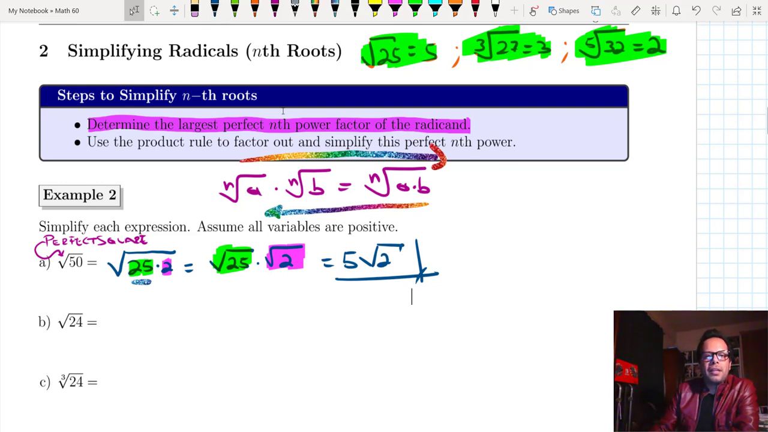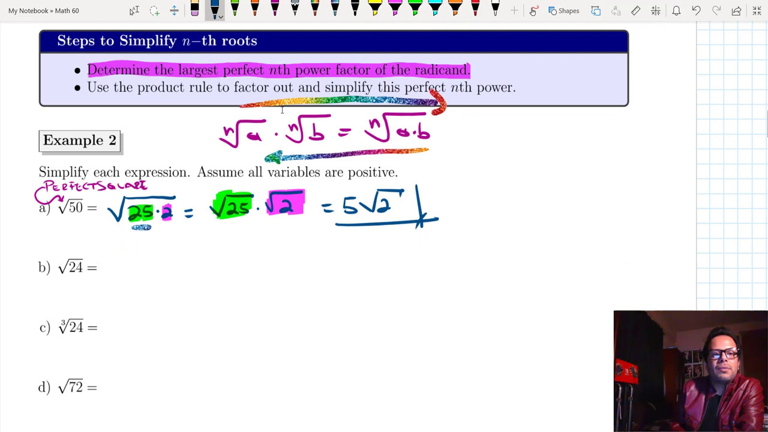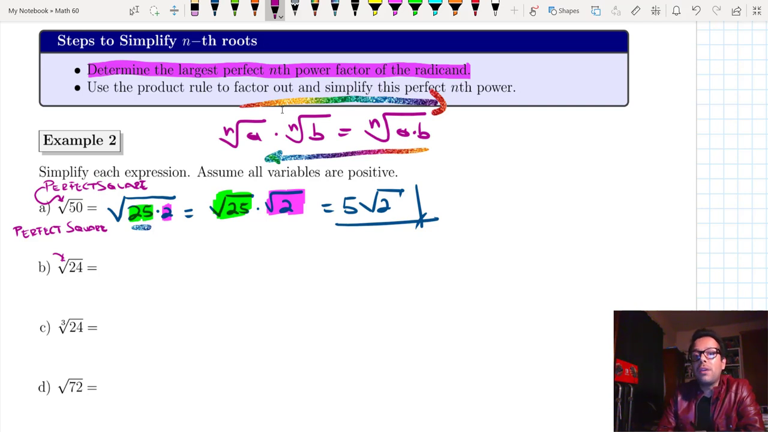Okay, let's look at another example. We're going to do a bunch, by the way. So in this case, what are we going to do? We are going to look for, again, perfect squares. Notice B and C are going to be similar. They have the same number, 24 and 24. However, on example B, we're looking for the square root, but for letter C, we're looking for the cube root. We will see the differences.